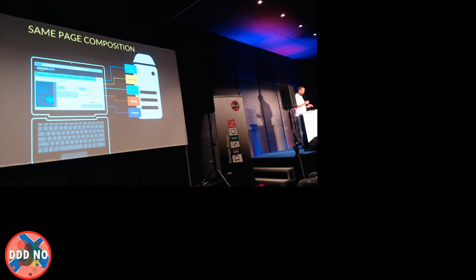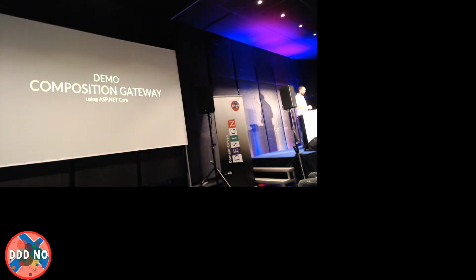So let's jump into a bit of code. Let's see how this might work in a composition gateway using ASP.NET Core. So there are various ways you can do this. You could do this kind of composition on the client side in the browser. There are ways of doing that. Or you could do the composition on the server side. So let's have a look at the server side for now.